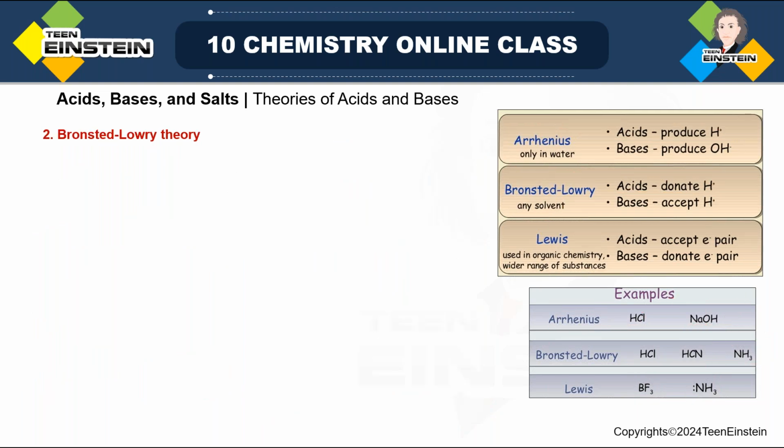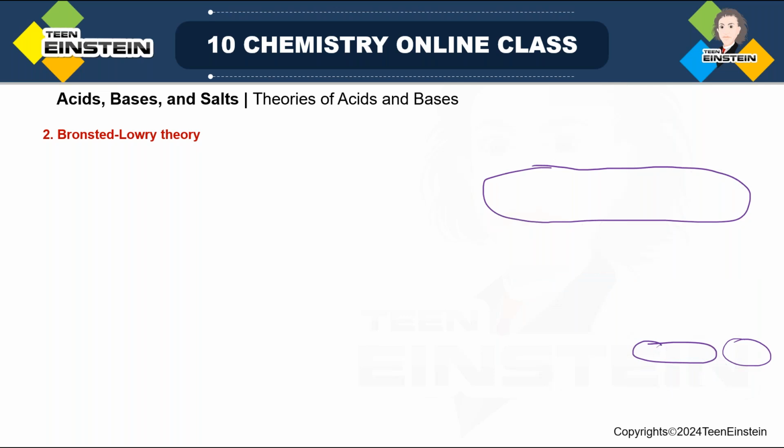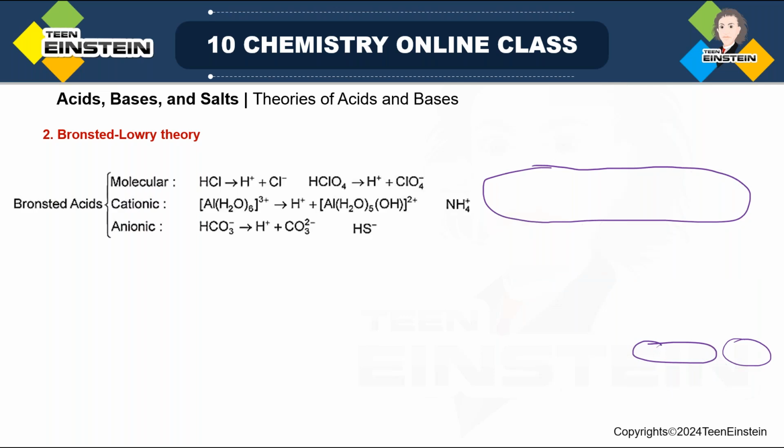The next theory, Bronsted-Lowry theory. In this theory, focus on this one: acids are those that donate H plus, and conversely bases accept H plus. And here we have these examples. These two are Bronsted acids, this is a Bronsted base. Now here we will see some examples.